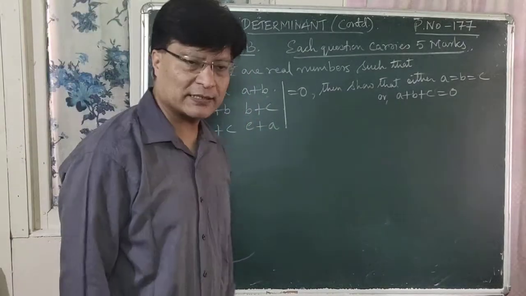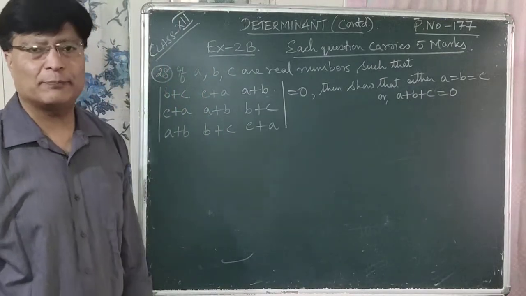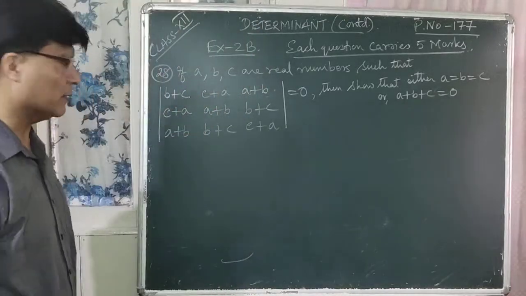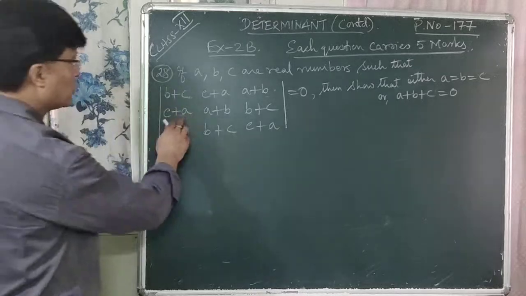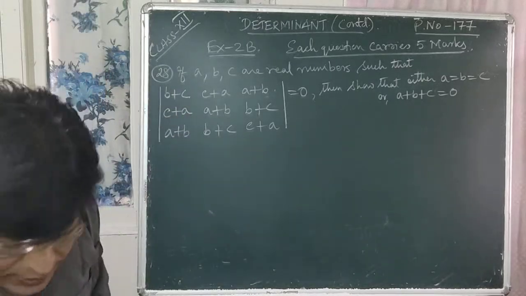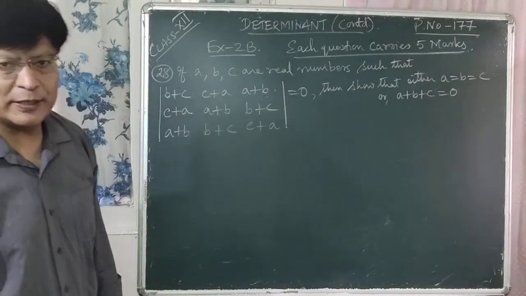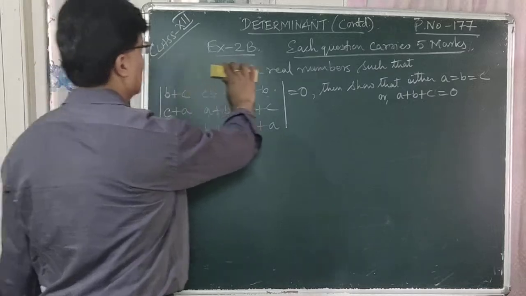Now you have to prove that either A is equal to B is equal to C, or A plus B plus C is equal to 0. Now let's do this problem. So let's do it from given here. So what is given here now? So let us write down given. So you have to prove here either A is equal to B is equal to C, or A plus B plus C is equal to 0, right?